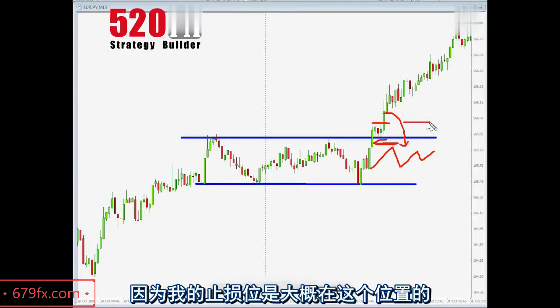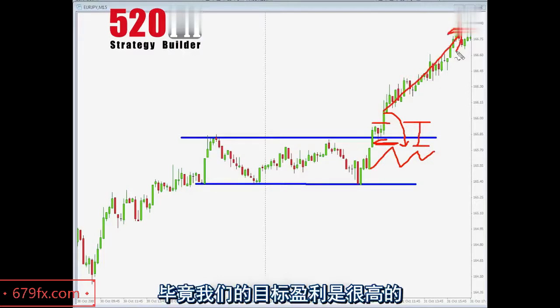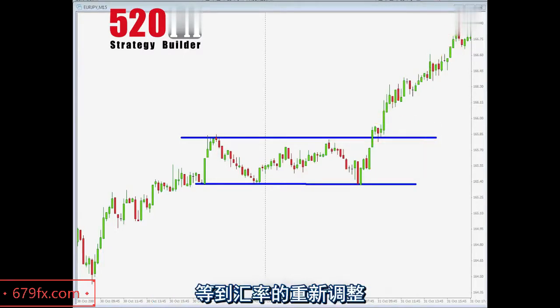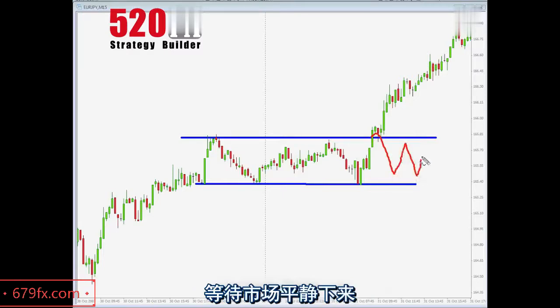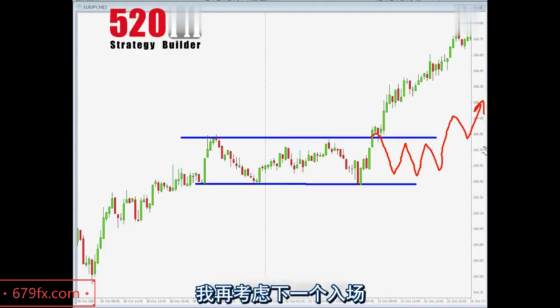I would take this loss, which is quite a reasonable loss. It's quite small considering I am aiming for a long swing to the upside. So I'd rather take this small loss, let price reassess itself. Let price readjust, let the dust settle a little bit, and whenever it decides to break out again, then I would search for another entry.